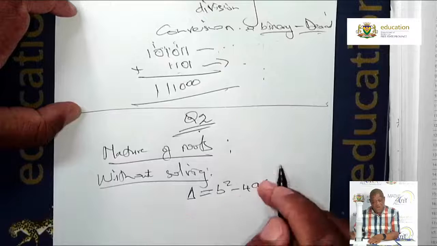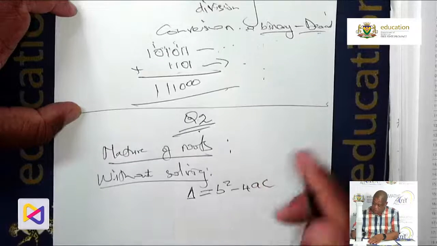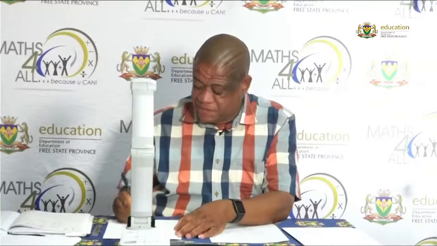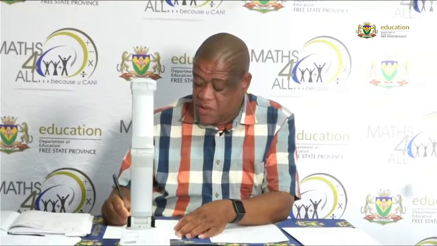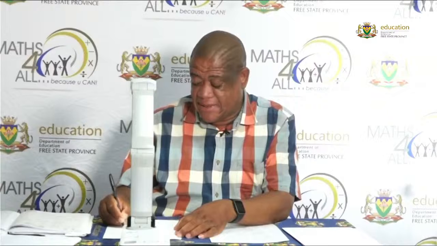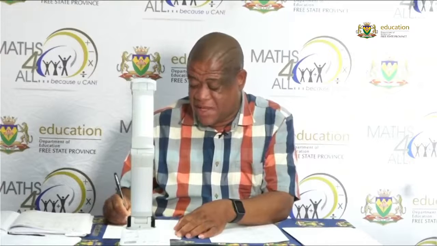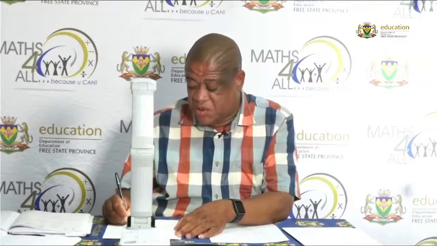In so doing, you're not solving. If you want to solve, if you are solving, that's where you are using the x-intercepts, because when talking to the roots, in essence, we are talking to the x-intercepts. And if you solve the x-intercepts, you will be able to use the quadratic formula.